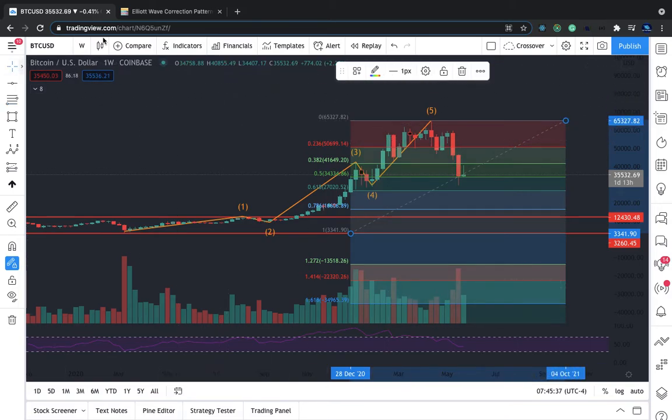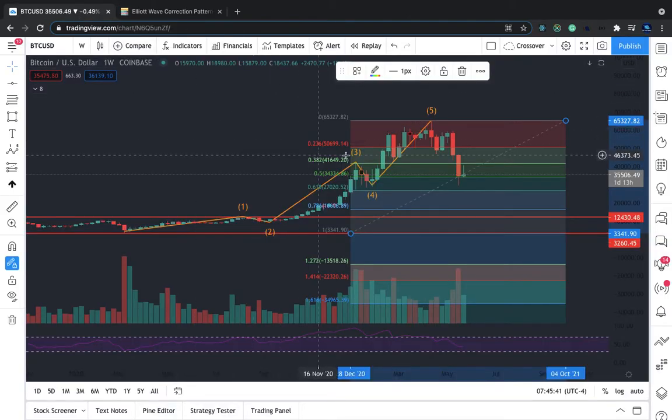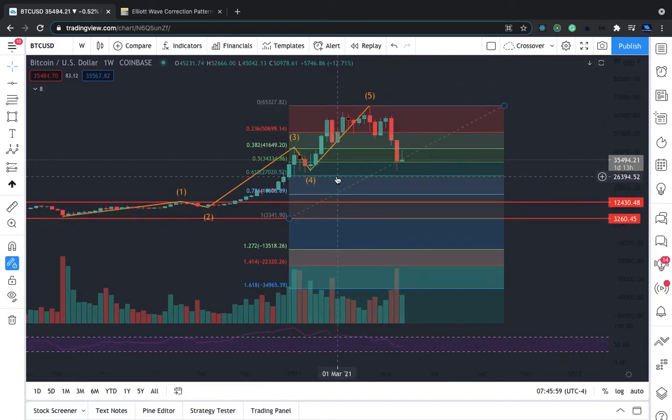So it said it will retrace back to the 61.8 retracement. So in this A, B, C, we got very close to the 61.8 retracement. So that price target would be around 27,000. So if we still have more downside, there's still one day left in this week.